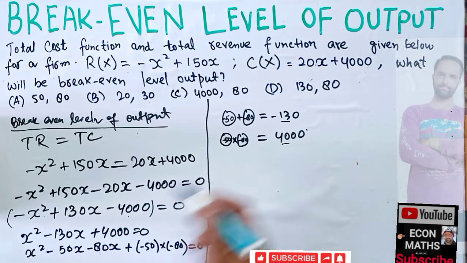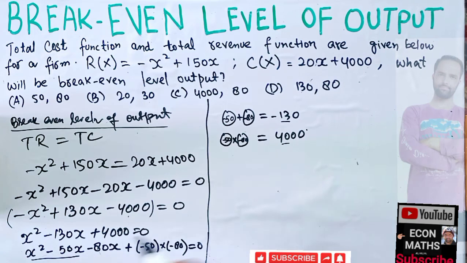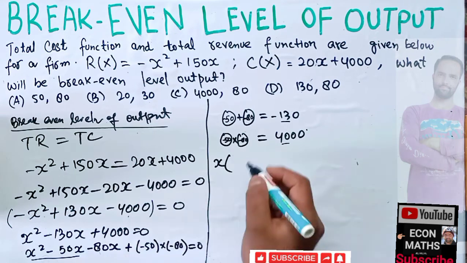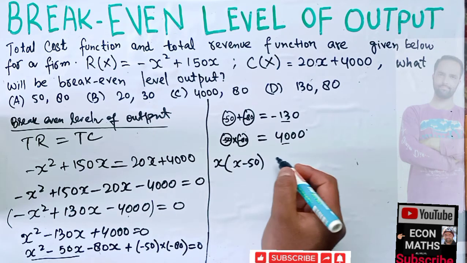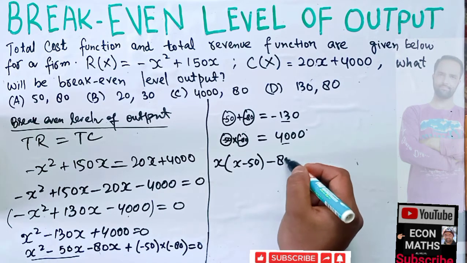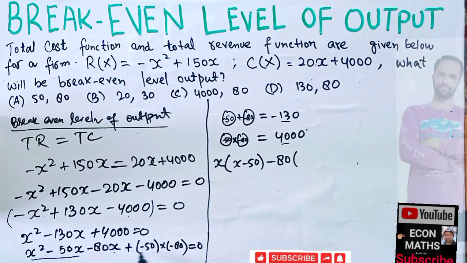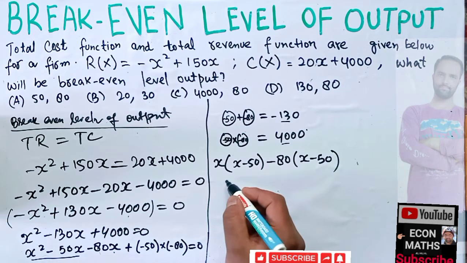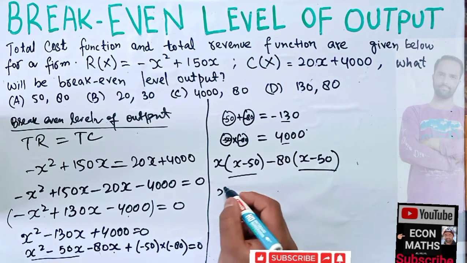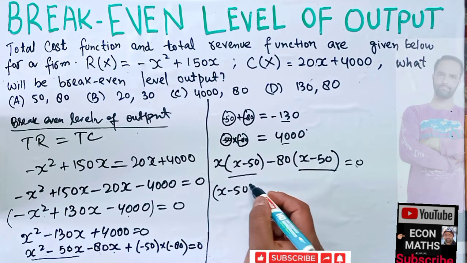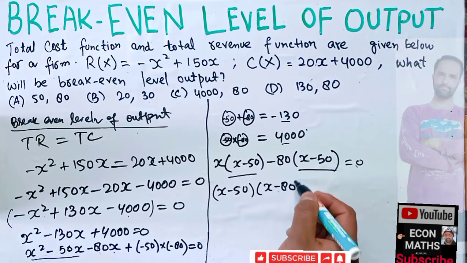So let's take the factors common. We get here x is common. We are left with x minus 50. Then we take minus 80 common in the last two terms, so if I take it common, I get x minus 50. So we got x minus 50 common, and we set it equal to 0 obviously, so we get x minus 50 times x minus 80 is equal to 0.